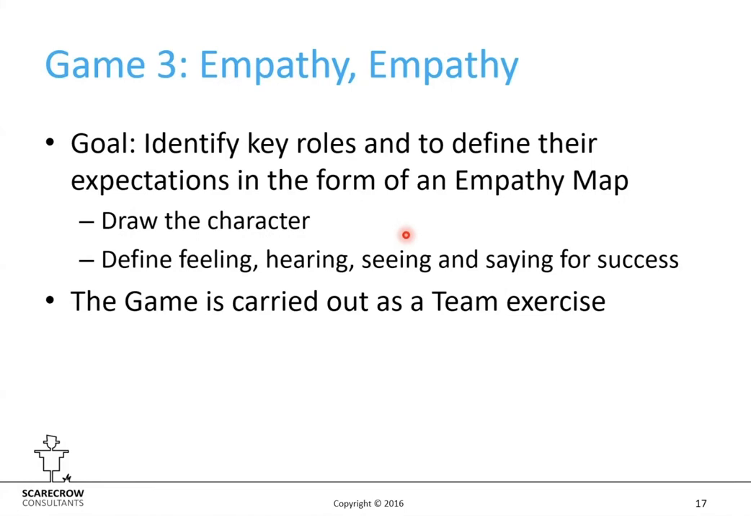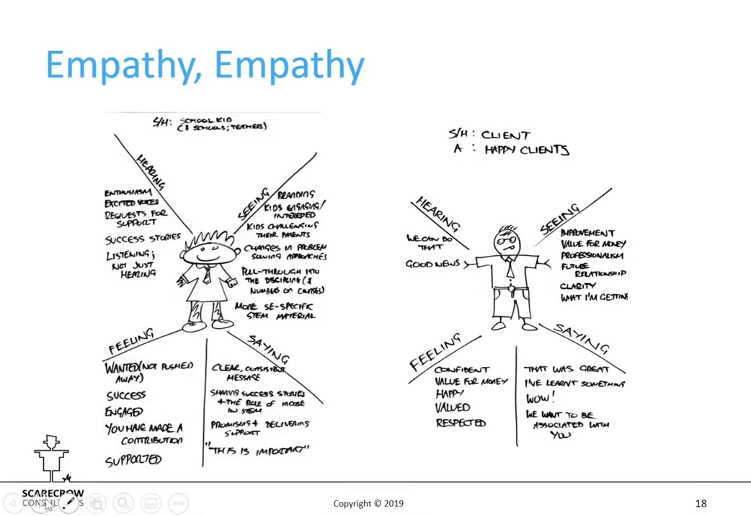And we basically say, right, choose a character and define what we call the empathies for that. So essentially we say, if that character achieves their goal, if you answered your question successfully, so in this case, we've got a school kid, and examples of that are schools and teachers. Here, we've got an example of client and happy clients in particular.